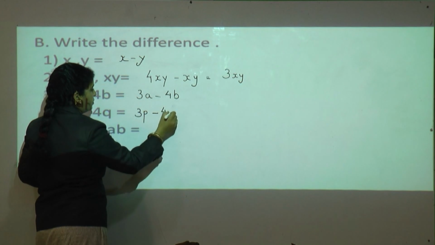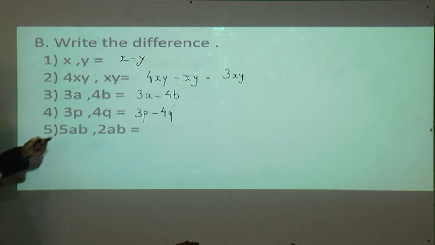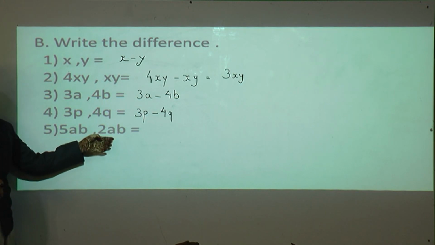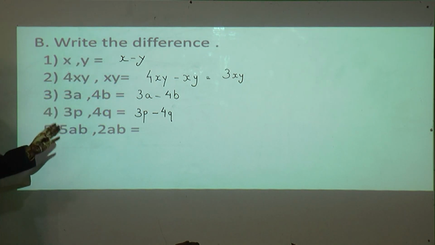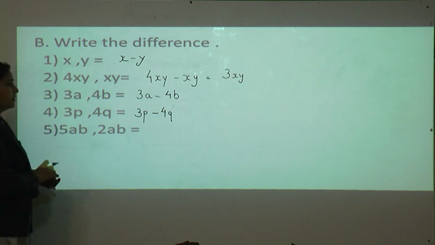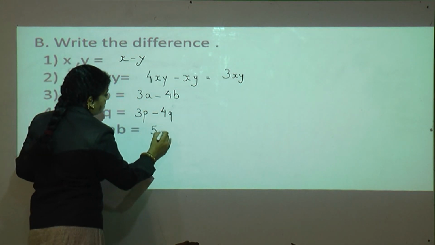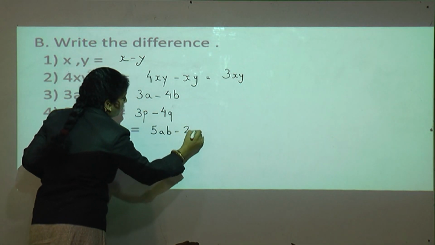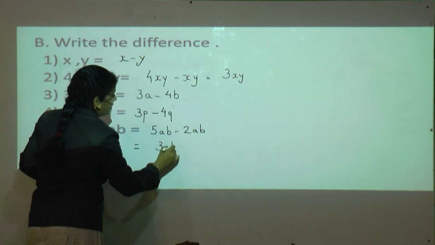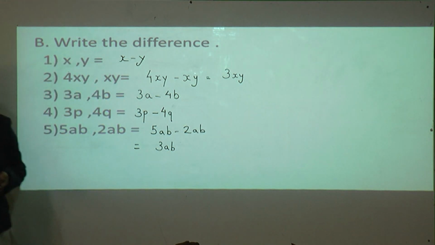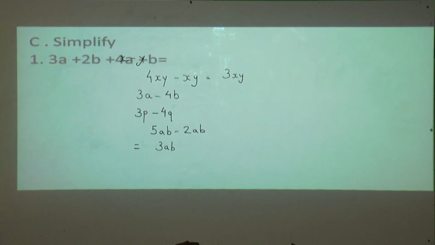So good. Now 5ab and 2ab. Yes students, what to do here? Addition or subtraction? Subtraction, because our question is write the differences. And now 5ab and 2ab are like terms. So we can subtract this and the answer will be 3ab. Understood all of you?